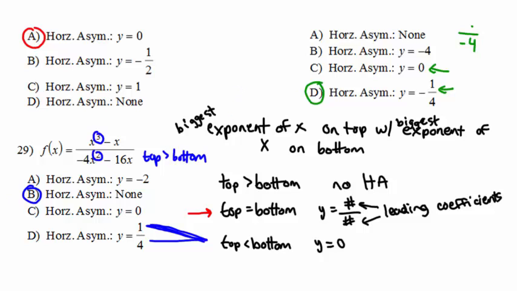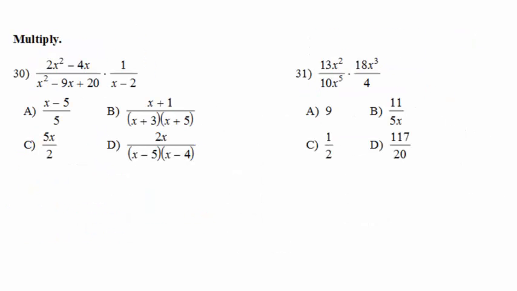Now let's get to some multiplying and dividing and stuff with fractions. And so the biggest thing on here is that we want to factor, if possible, before we try to simplify. So here, 2x squared minus 4x has a 2x in common. And if we take out that 2x, we're left with x minus 2. On the bottom here, we're going to multiply to get 20 and add to get negative 9. So that gives us minus 5 and minus 4.